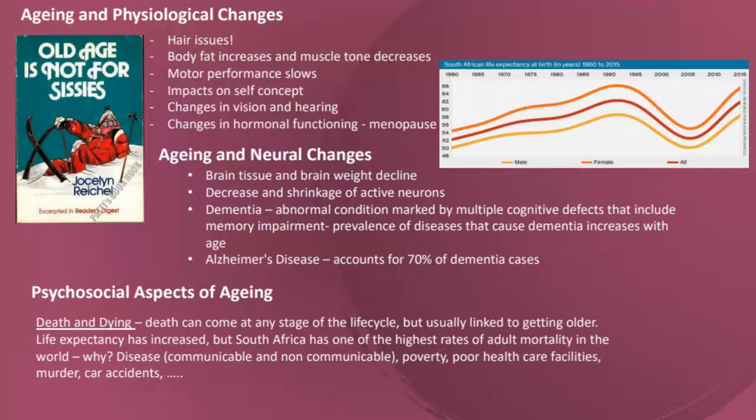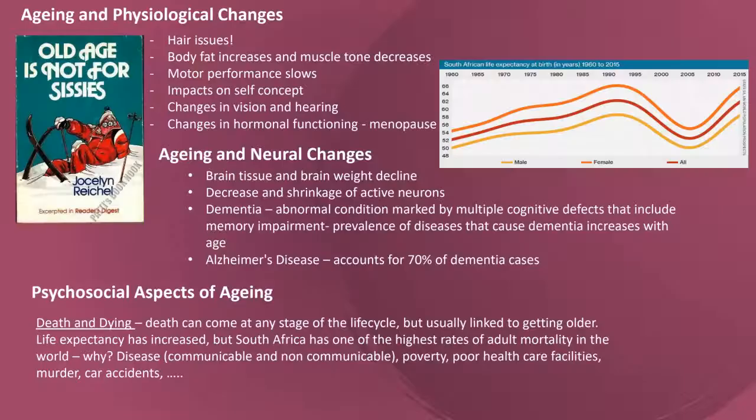And the final stage is obviously the aging. And as we get to that final stage of aging, we have physiological changes, we lose our hair, body fat increases, muscle tone decreases, some of our motor skills get slower, we lose visual acuity, our hearing can go. All of that can impact on how we feel about ourselves getting old. Changes in hormonal functioning, such as menopause. So there's natural changes that happen with aging. But at the same time, there's physiological changes.